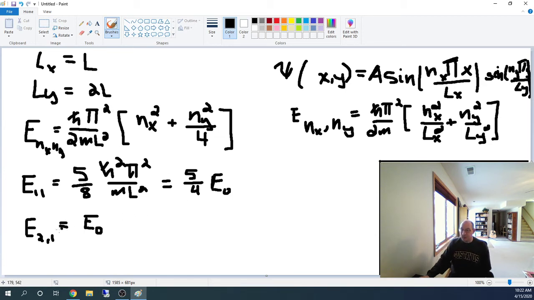Okay, now E21 would be E0 times, well, this would be 2 squared is 4 plus 1, so that'd be 4 plus a fourth. So 4 plus a fourth, that's 16/4 plus 1/4, that's 17/4 times E0. That's what will be in the brackets there. Okay, so that's pretty significant. You've more than tripled the energy by increasing n sub x from 1 to 2.